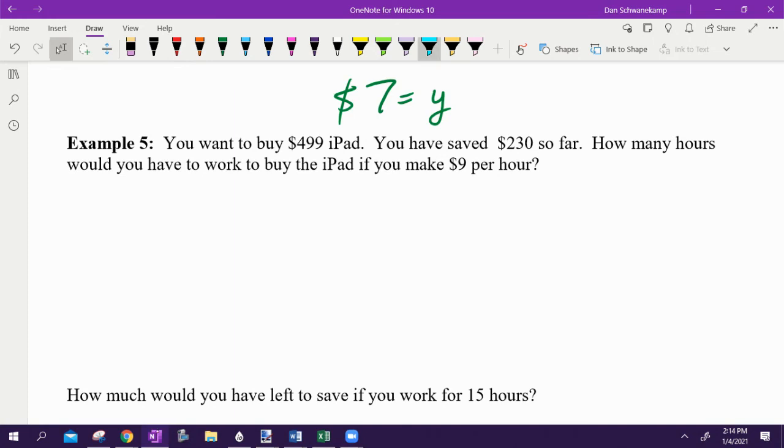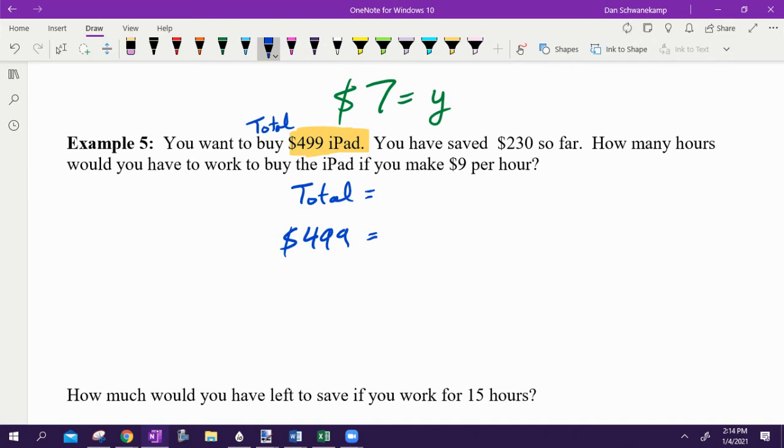All right. So in a problem like this, they are giving me a total. That $499 represents the goal. That's how much money I need. I need a total of $499. So make that one side of the equal sign. One side is going to be $499. That's my total. Well, what's going to go into that total?